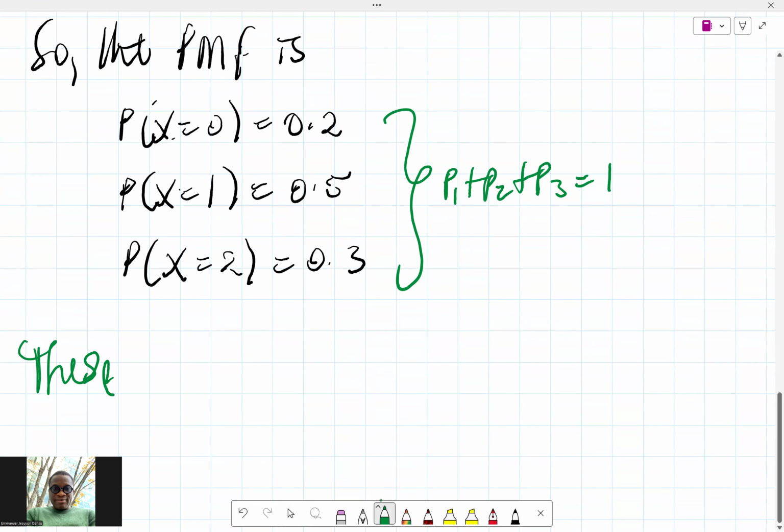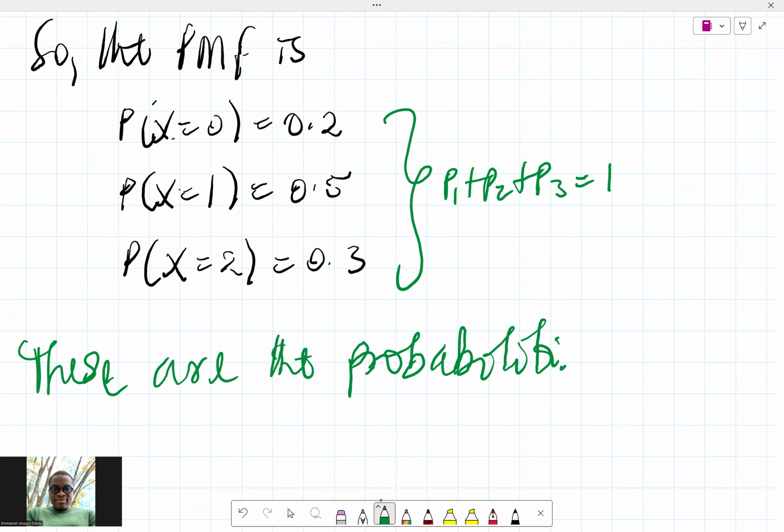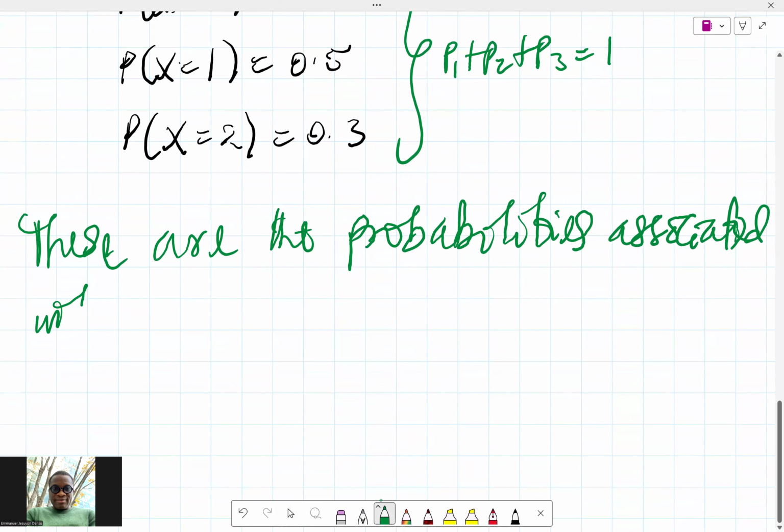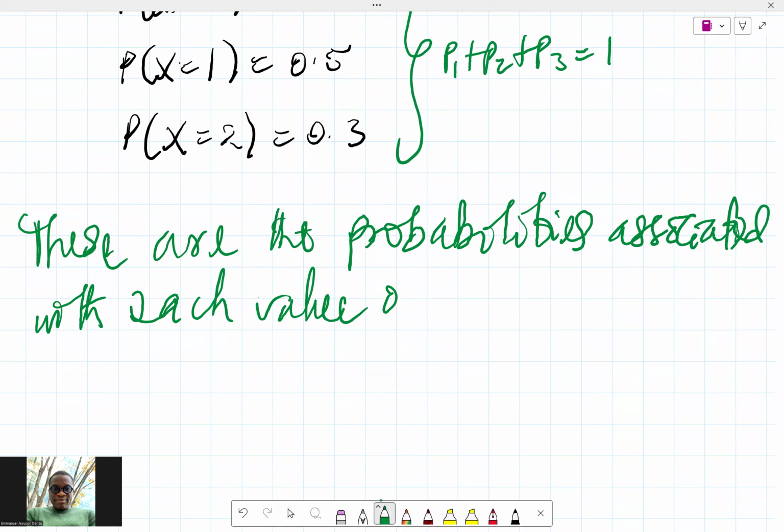These are the probabilities associated with each value of the random variable X, confirming the distribution.